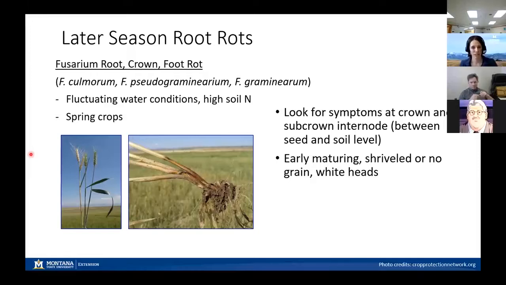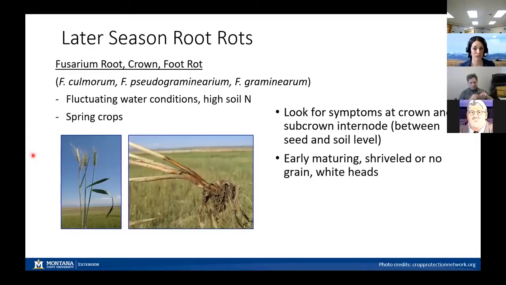But then later in the season, typically around flowering or grain fill, we often have not as much precipitation, right? So the plants enter water stress, and those plants that have produced a lot of vegetative growth will enter water stress sooner or more severely. And these are exactly the conditions where Fusarium root rot thrives and has a considerable impact on crop productivity.